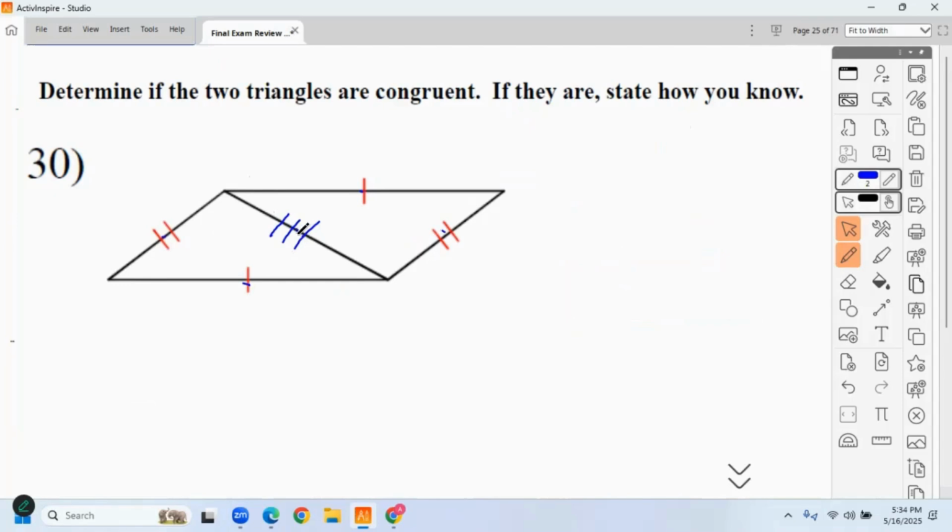So congruent. Let me work on my spelling. Congruent.